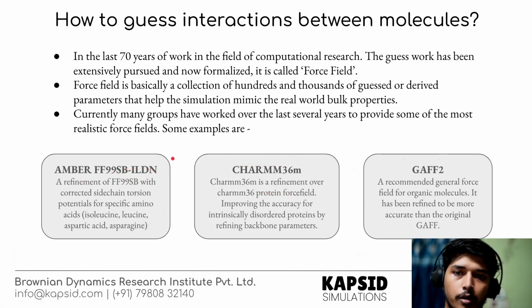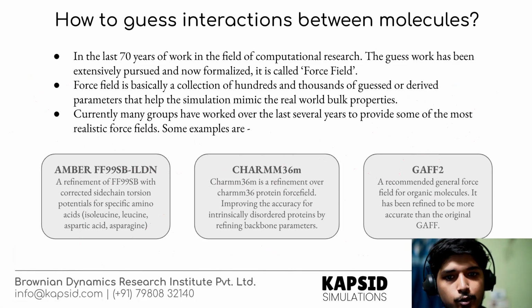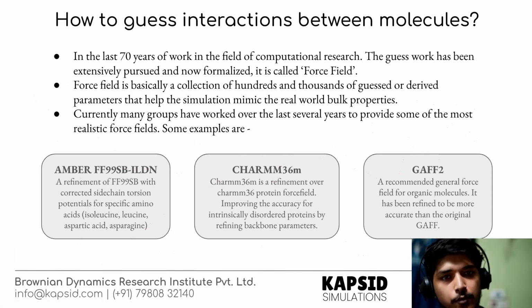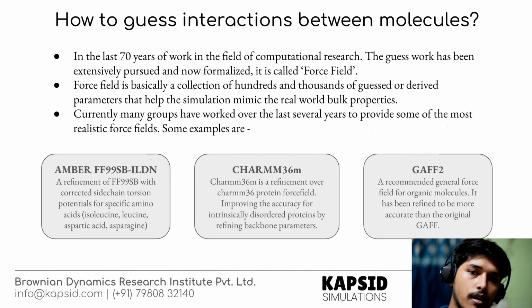GAFF is there for organic molecules. So this work has been done over the last, I don't know, 30-40 years, and now we don't realize that back in those days they used to make guesses, try out things, see if it doesn't work, do some small tweaking, and try to improve the force field. There's one example or two examples just in front of you, which is CHARMM36m, a small refinement over CHARMM36. So what was the problem?